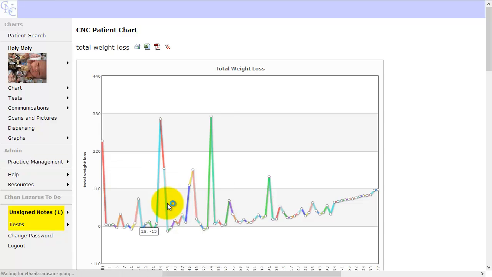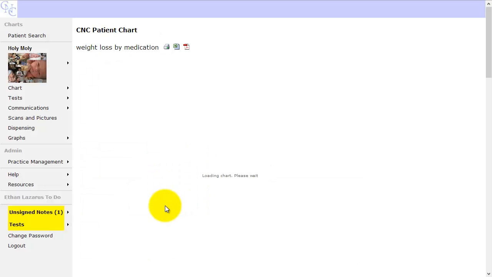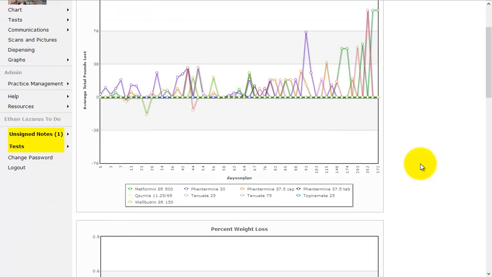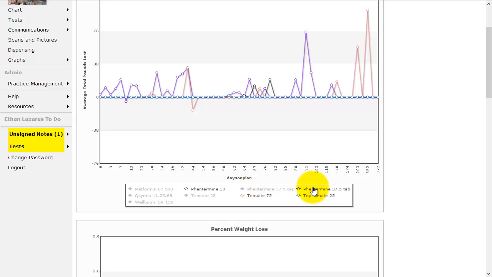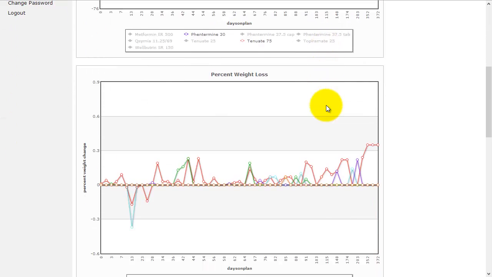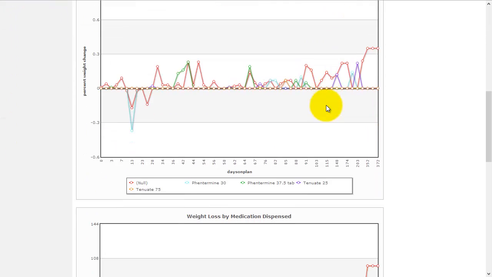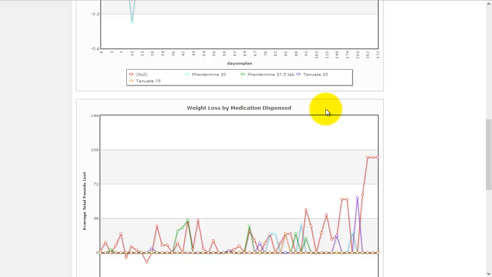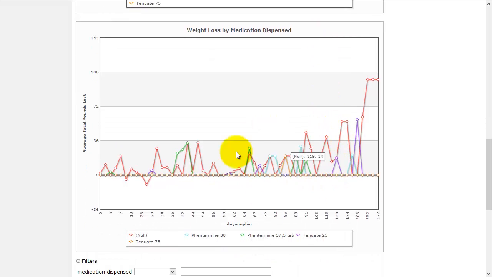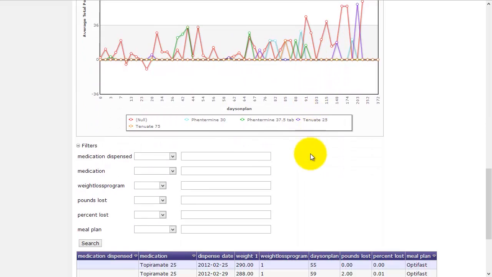Weight loss by medication is kind of neat. You can look and see how your patients' weight loss is on the different medications that you dispense. Again, there's too much data here, but you could turn off most of them. Suppose we want to compare weight loss with phentermine and tenuate. You could look and see if you have better weight loss with one drug or another. Same thing with percentage weight loss, and a graph looking at what medication actually was dispensed.